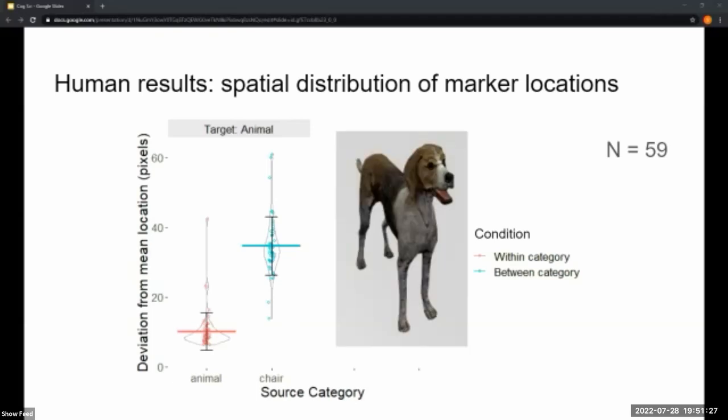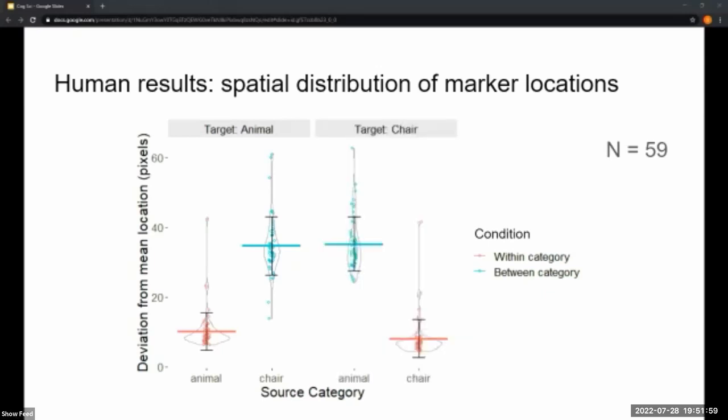And to show you how much the difference is, for the within category condition, the average is about 10 pixels. Here you see the circle on the nose. Here, the dog is about 200 pixels high, and 10 pixels is about the size of the nose. For the between category condition, it's about 35 pixels on average, and here is about 35 pixels. We also have very similar results when the target is chair.